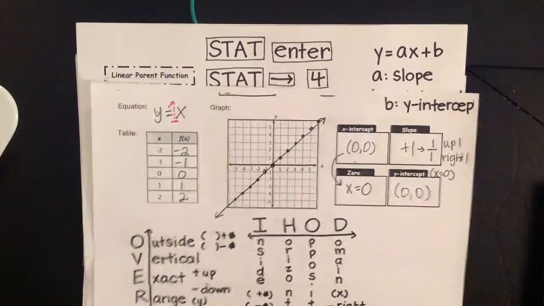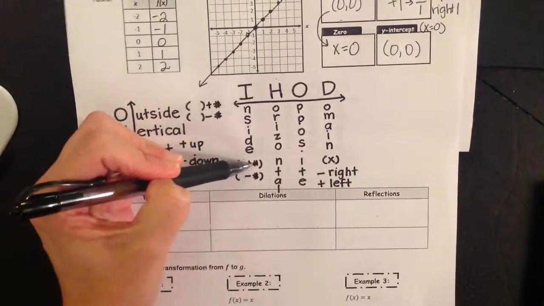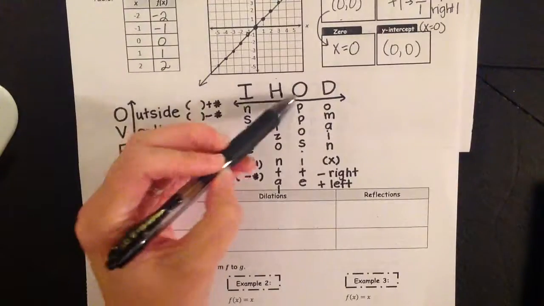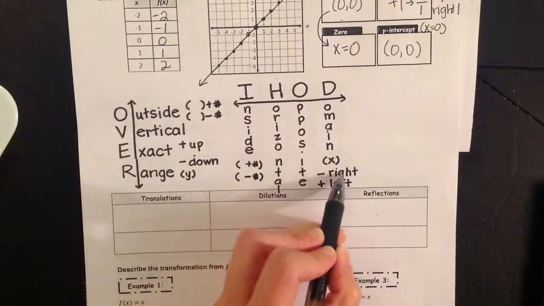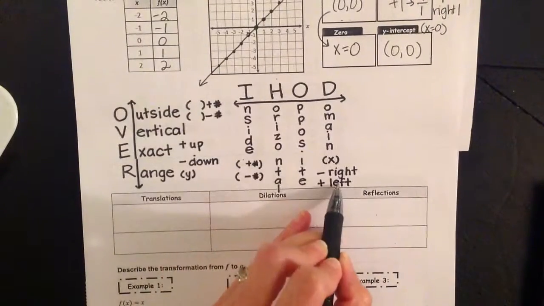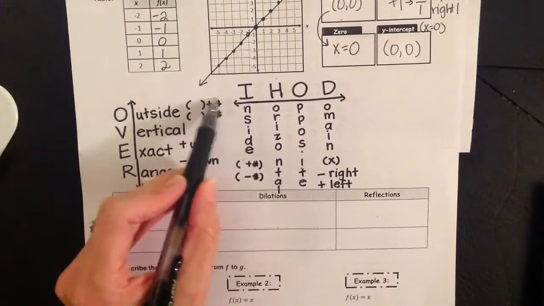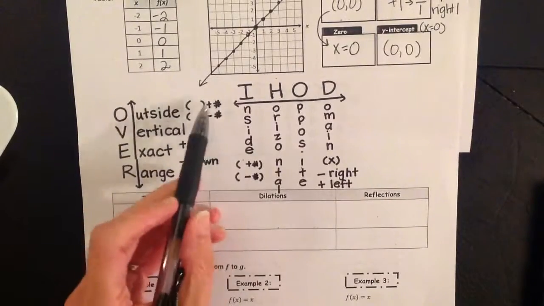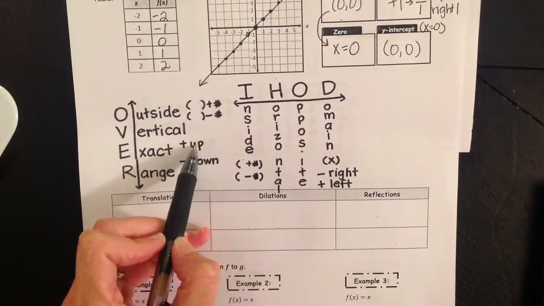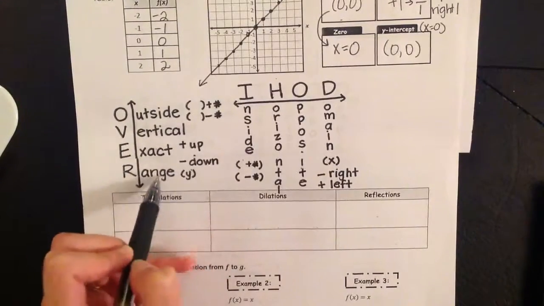Now we're going to talk about your transformations, and it's the same as we talked about for quadratics. You've got IHOD: inside number, horizontal movement, opposite. That means if you see a subtraction sign, it's telling you you're moving right. If you see a plus sign, it's telling you you're moving left. And domain has to do with x values. Outside is the number being added or subtracted outside of parentheses, so it has to do with vertical movement. If you see an addition sign, you're moving up, exactly like you think. If you see a subtraction sign, you're moving down. And this has to do with range.